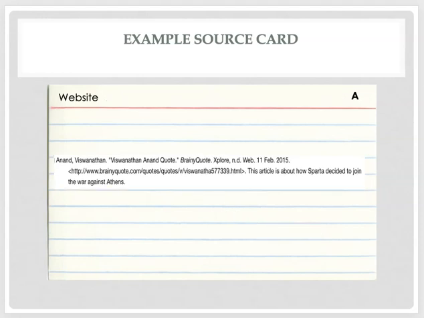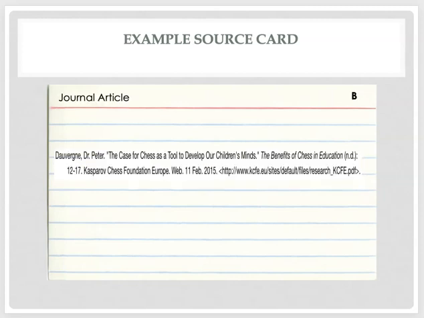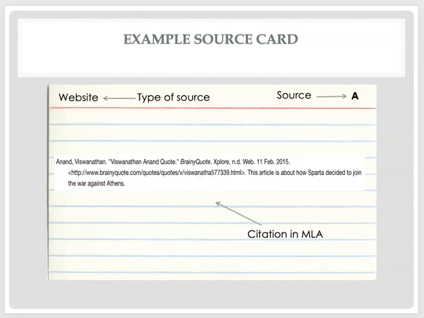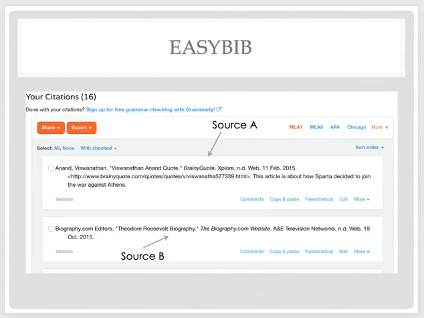Okay, so this is what your card's going to look like when it's all done. Up the left-hand side, website; over on the right-hand side, A, because it's your source A; and in the middle you are going to have your formatted MLA citation for this particular source. Okay, so let's say I'm going to go to a second source, and this is going to be my source B. And if you remember, down here at the bottom, it says source B.